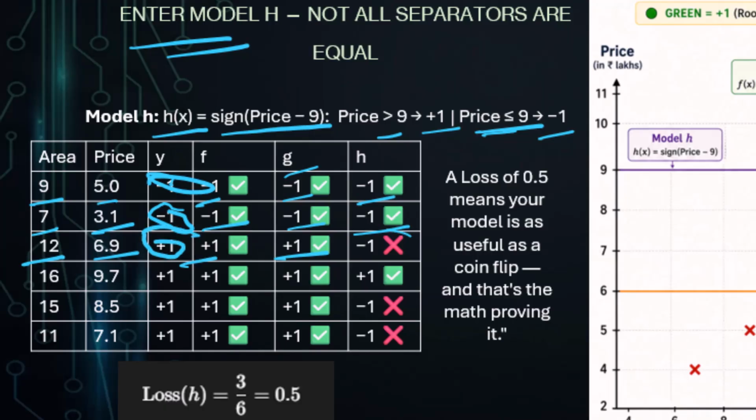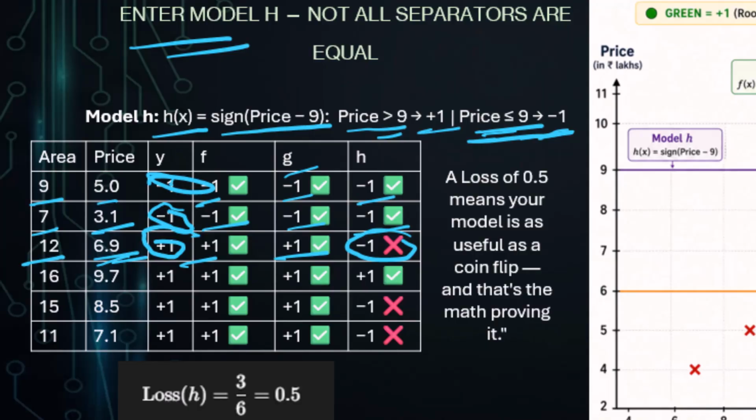But let's come here. What happened here? What happened here is H predicted it incorrectly. It was actually supposed to be plus, but it got -1. Because the model is, if the price is more than 9, then only it has to be +1. But the price is 6.9 here. So 6.9 has to be less than 9, so it will be -1. So that's good. So at least we got some difference.